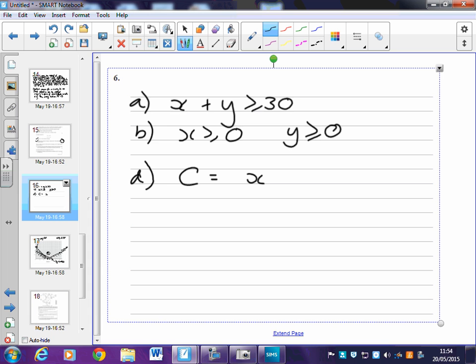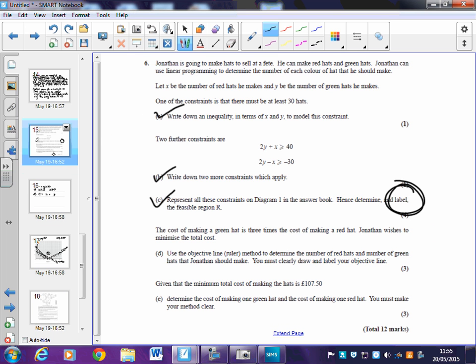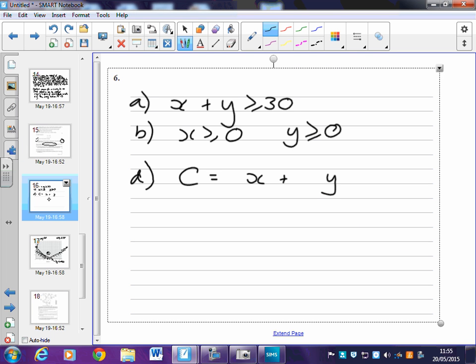I know it's going to be something x plus something y, and I just need to figure out what they are, okay? Now, this one's been a little bit sticky because it's not really giving us a price for each thing. It just tells us that the green hat is 3 times the cost of the red hat, okay? Now, the way I think of it is, if a red hat cost £1, that would mean the total amount of money from red hats is just 1x or just x. Then the y ones cost 3 times as much, so I need to times that one by 3.